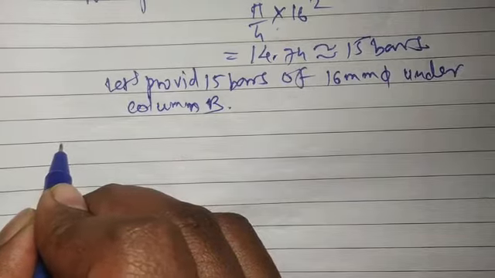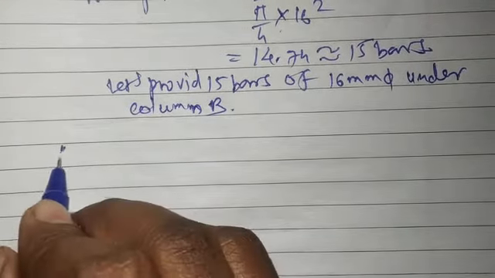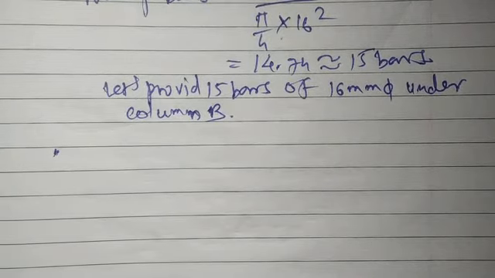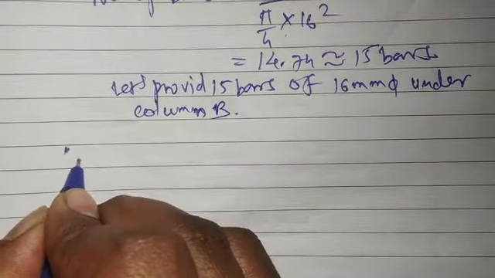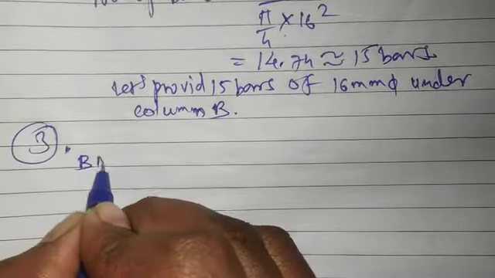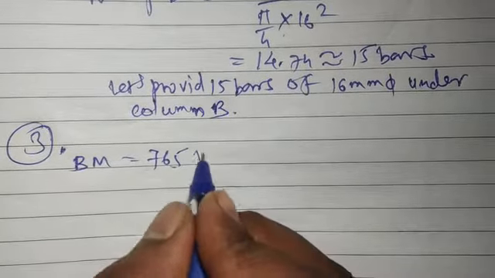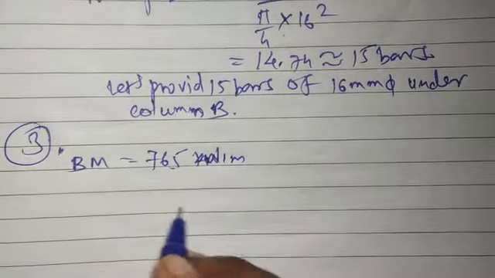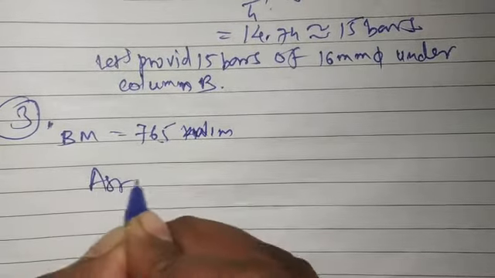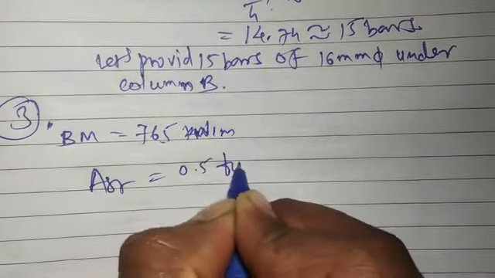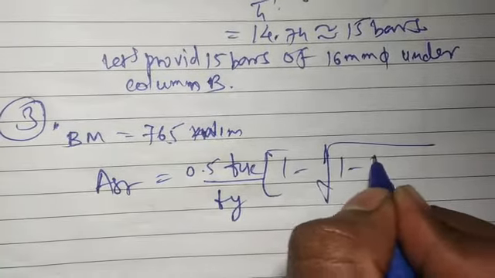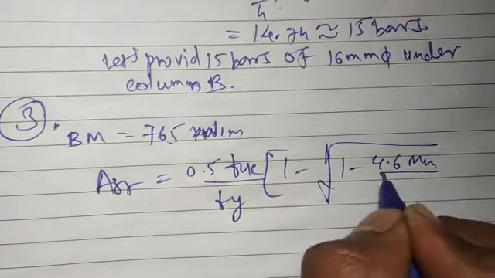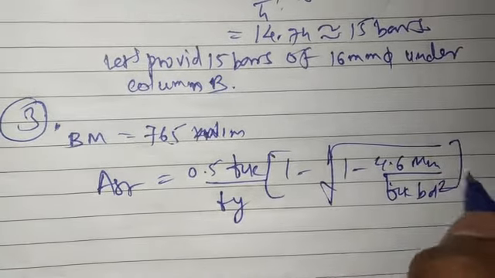Okay, now we'll calculate the area of steel for the part between columns A and B, which is carrying hogging bending moment. The value of hogging bending moment calculated by us was, for third, BM was 765 kilonewton meter. So for that portion we'll calculate the AST again. Area of steel will be 0.5 FCK, same formula, Fy into bracket 1 minus square root of 1 minus 4.6 Mu divided by FCK BD square. So B into D.